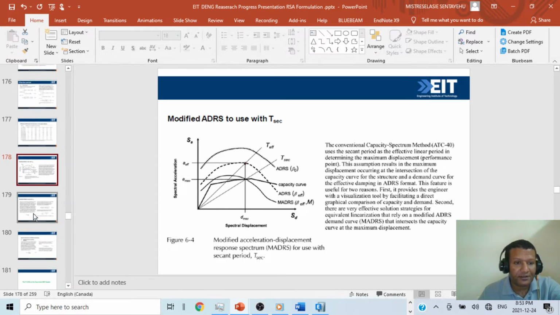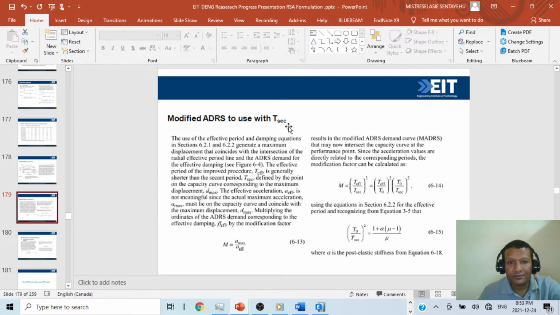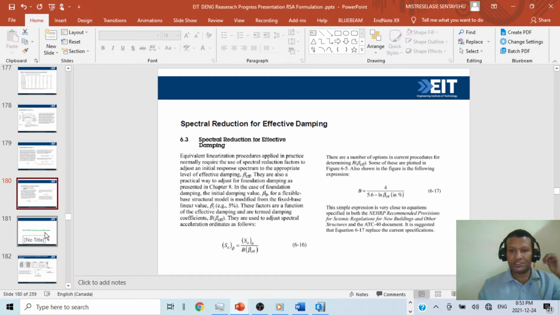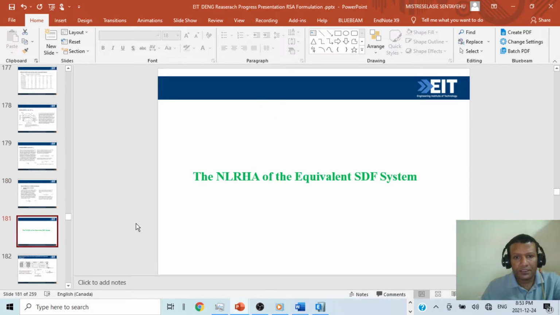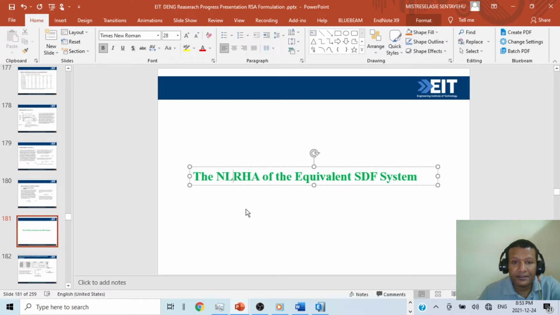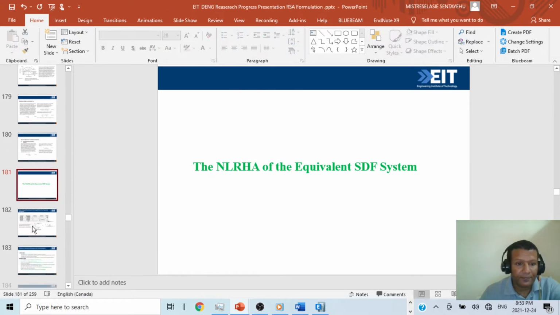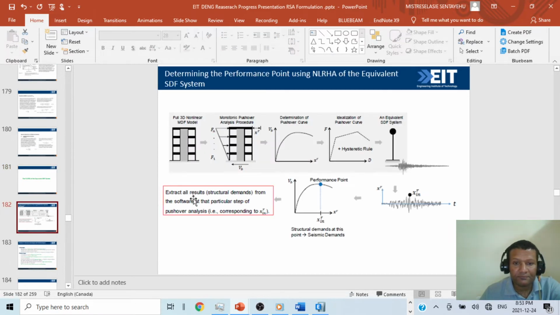We don't have time here now. They also modified the ADRS to use Ts. They changed this also. In the spectral reduction, you see the B also changed. So go through it just for our demonstration purposes. That's enough. Next, the nonlinear response history of the equivalent single degree of freedom system.